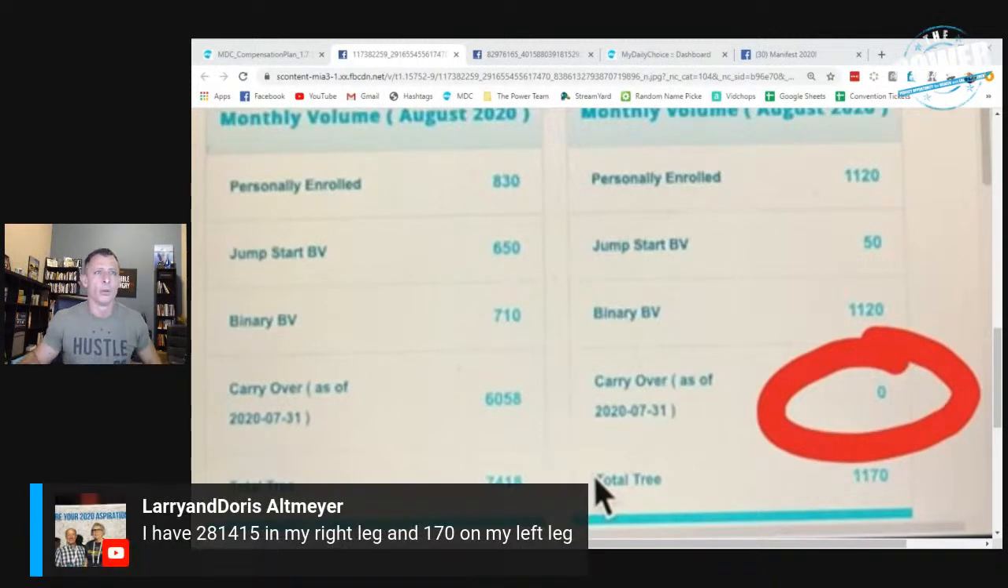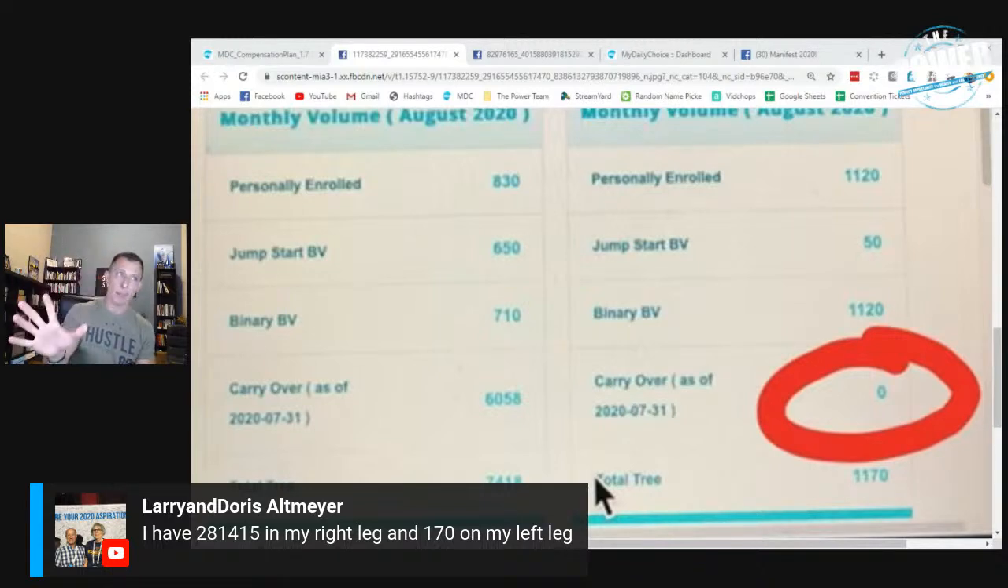So here's another one. Larry and Doris have 281,000 in their right leg. So Larry and Doris, if you're not binary qualified, make sure you get binary qualified ASAP. Now you know how to do that. And as you start building your left leg, you have a binary bank account. Anybody getting excited? You've got a huge binary bank account.